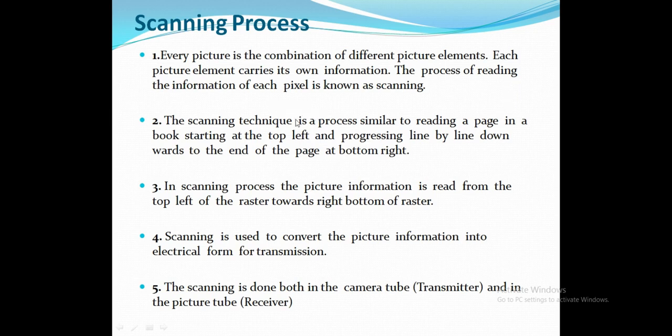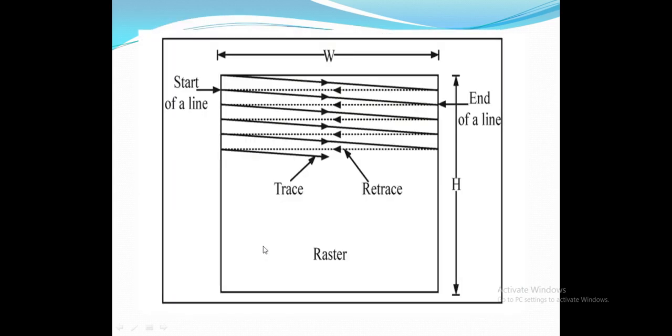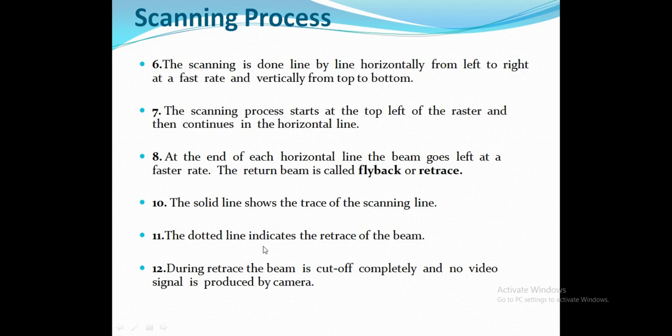Here the scanning process is reading the information of each pixel, which is known as scanning. In that we have two types of scanning, horizontal scanning and vertical scanning.